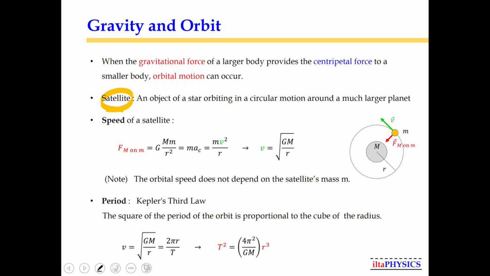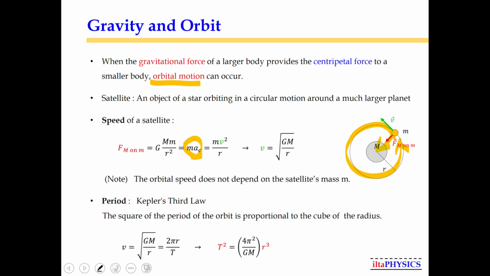Now let's calculate the speed of the orbiting satellite. As shown in the figure on the right, consider a small satellite of mass small m orbiting around a much larger body of mass capital M. The gravitational attraction between the two objects can be expressed using Newton's law of gravity as this equation here. When a gravitational force acts as the centripetal force on the small satellite, we can also express it as the mass times the centripetal acceleration.